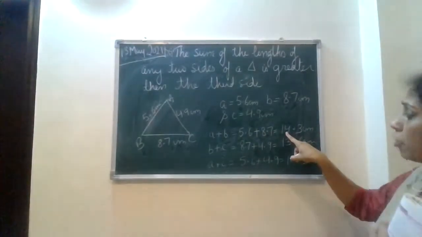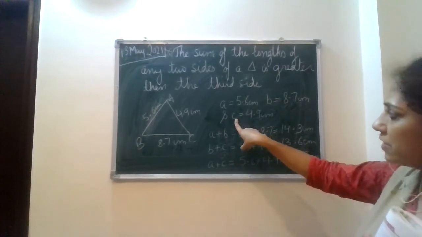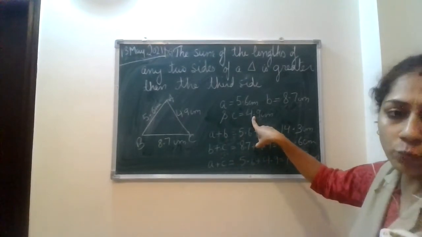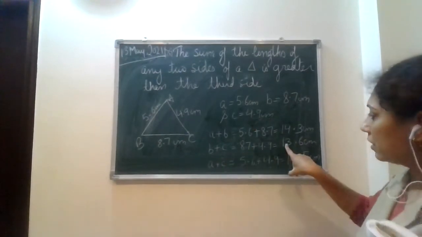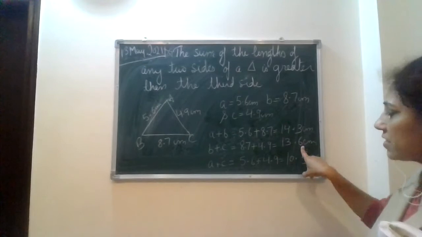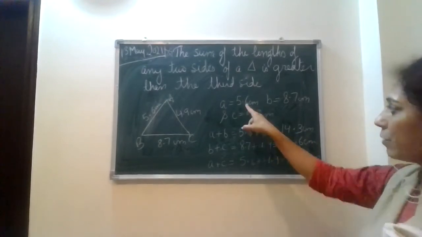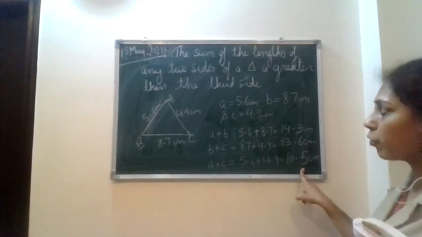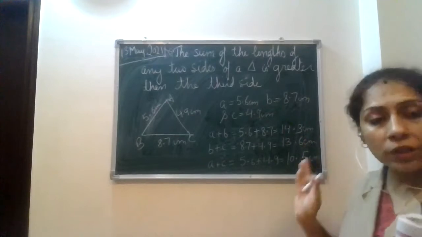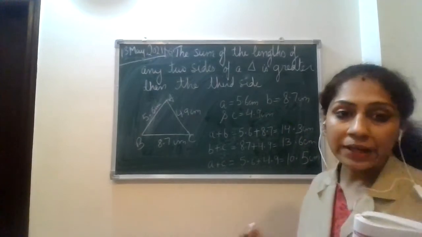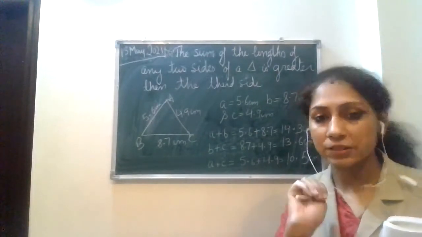So A plus B, 14.3 centimeter, should be compared with C. Is it greater than 4.9? Yes, it is greater than 4.9. B plus C should be compared with A: 13.6 is greater than 5.6. And A plus C, 5.6 plus 4.9, that is 10.5, is greater than 8.7. In all three scenarios, the sum of the lengths of two sides of a triangle is greater than the third side.